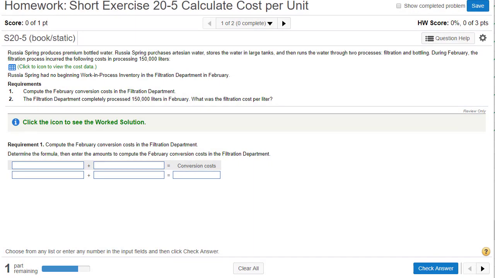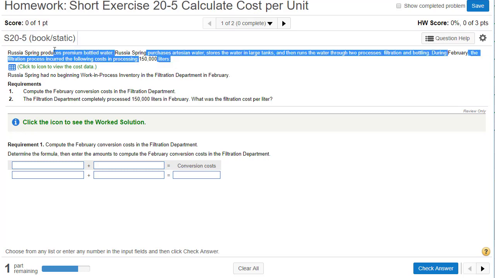Short exercise 20-5, we're going to calculate the cost per unit. So Russia Spring produces premium bottled water. Russia Spring purchases artesian water, so they're purchasing the water, it's not free. They store the water in large tanks and then run the water through two processes, filtration and then bottling.